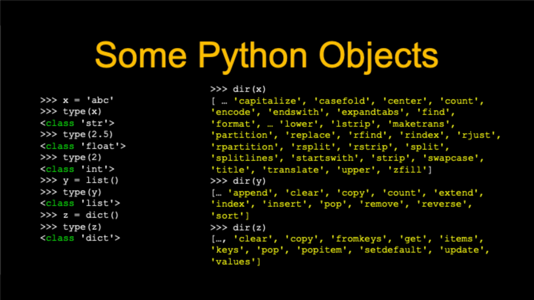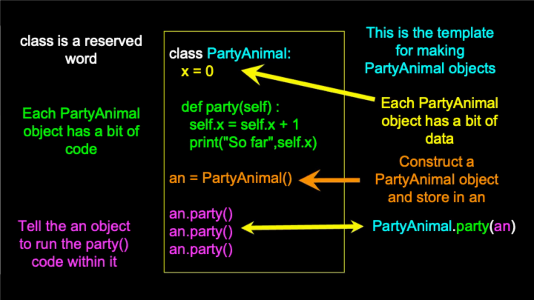For a string, dir shows methods like capitalize, split, and upper. For a list, it shows append, pop, and sort. These are the messages you can send to these objects. We use the reserved word class to define a new type of object.